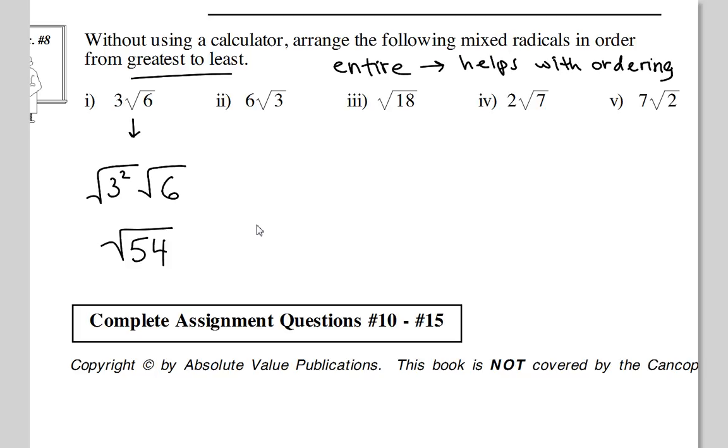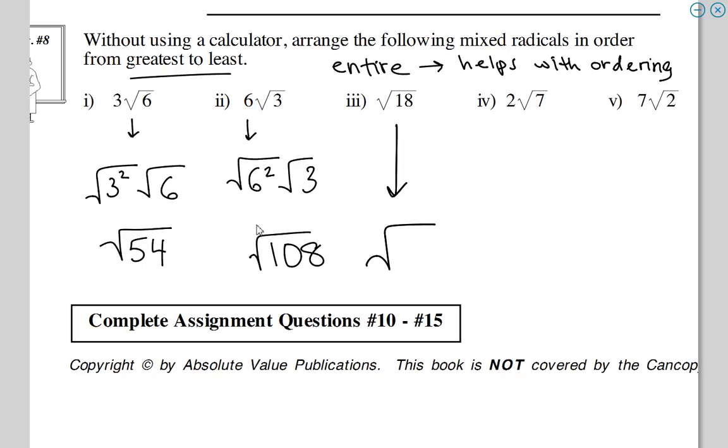Let's take a look at the next one. 6 would look like 6 squared. 6 squared is 36. 36 times 3 is 108. So right away, what do you know? Which one's bigger, 6 root 3 or 3 root 6? Yeah. It's easy to tell now. 108 is larger than 54, so square root 108 will be larger than square root 54. Root 18, well, it's already an entire, so why mess with it?